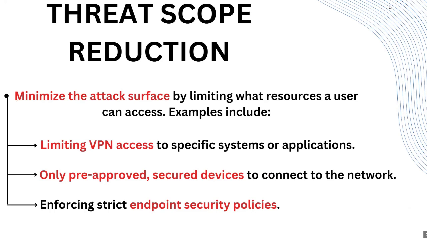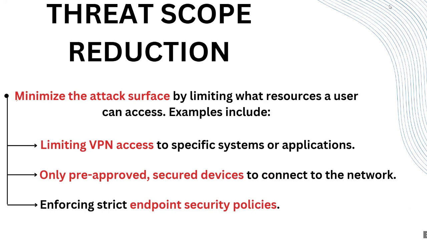So this is one of the measures, and also we can perform something known as device whitelisting, right? If you guys remember IP whitelisting, we discussed this in the last session, right? So this is the same thing, but using devices. We are only restricting certain devices to connect to our network. This is known as device whitelisting. Only pre-approved secure devices can connect to the network.